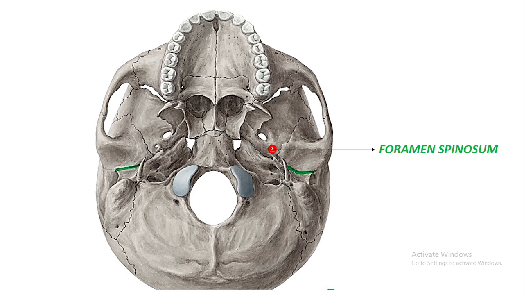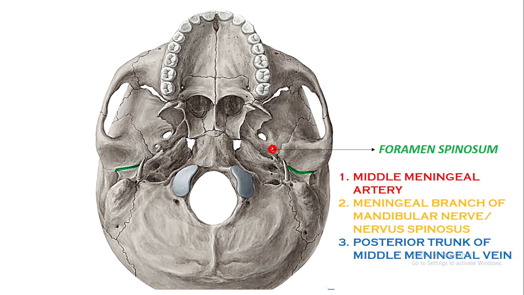The content which passes through the foramen spinosum is the middle meningeal artery. The middle meningeal artery is a branch of the maxillary artery, which in turn is a branch of the external carotid artery. So it is crucial for supplying the dura mater and the inner part of the skull bones. And the second structure is the meningeal branch of the mandibular nerve, which is also called the nervus spinosus. It supplies the dura mater of the middle cranial fossa.